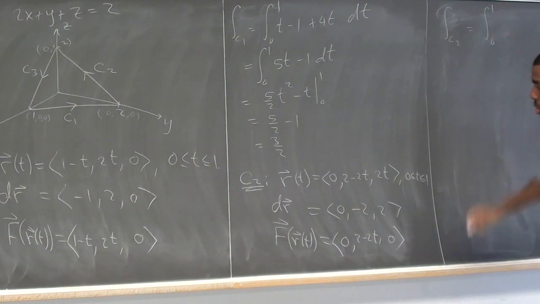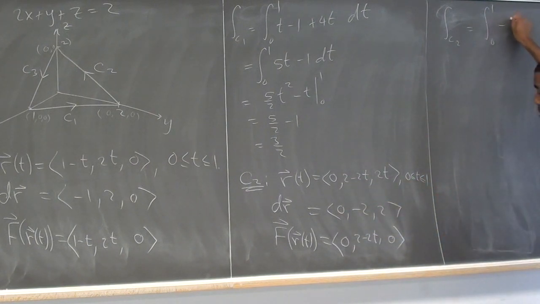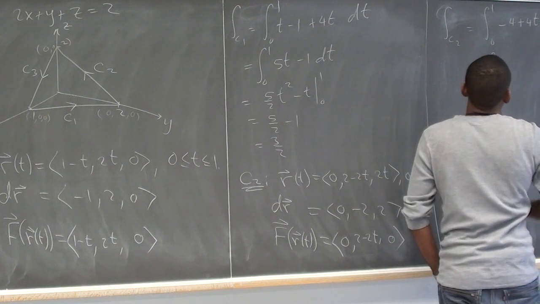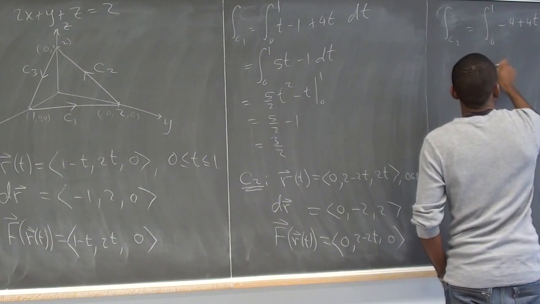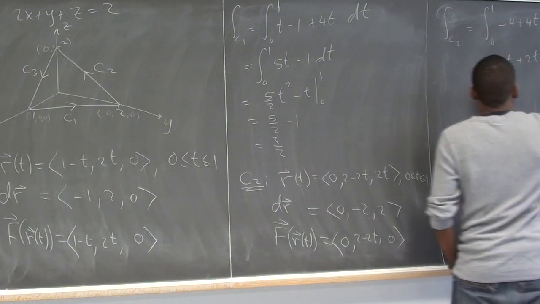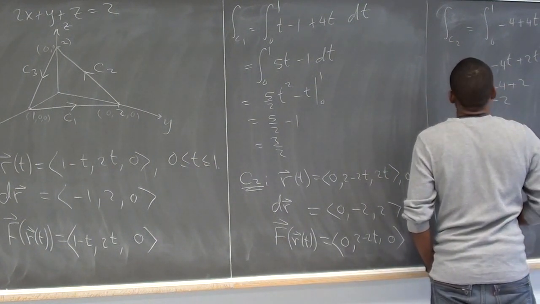is the integral from 0 to 1, 0 times 0. This times this is minus 2, so it's minus 4, plus 4t. 0 times that is 0, so it's just this guy. And we would have minus 4t plus 2t squared, minus 4 plus 2, minus 2.